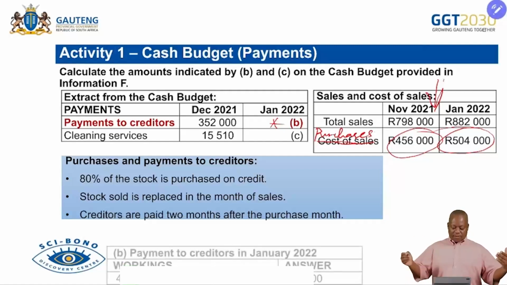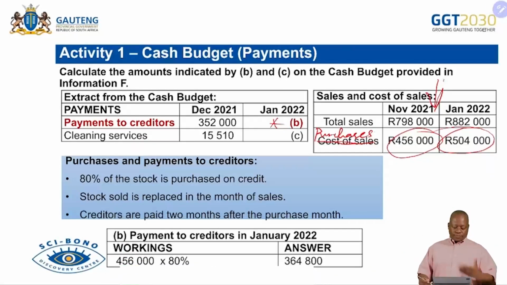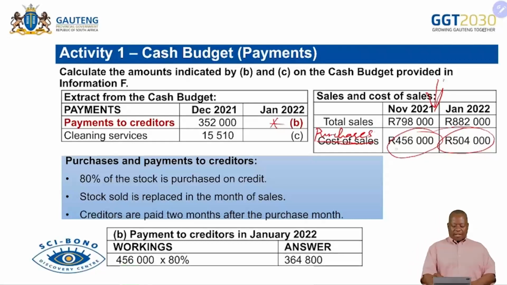Let's do it. What are we waiting for? There it is. 456,000. Where is it coming from? Purchases for the month of November. But we pay only credit ones. So 80% of that, of the credit purchases, we pay that in January. So that's where we get to our answer.